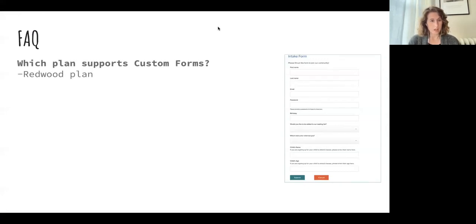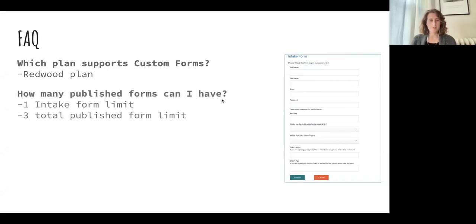So a couple of things to get out of the way, talking about the basics of our custom forms. This feature, custom forms, is only currently available on our Redwood plan. We'll talk a little bit more about that at the end, but I just wanted to make sure you had a heads up. So if you're not seeing this option in your current Punchpass account, that might be why.